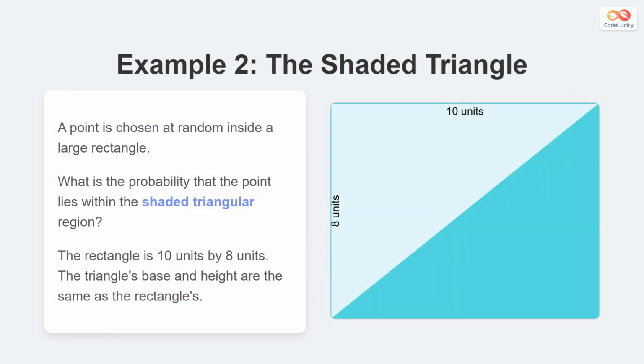Here's another scenario. A point is selected at random from inside a large rectangle that is 10 units wide and 8 units tall. What's the probability that this point falls inside the shaded triangle, whose base and height match the rectangle's dimensions?